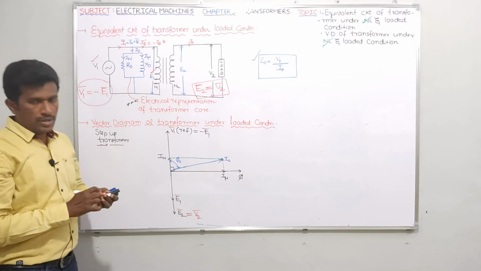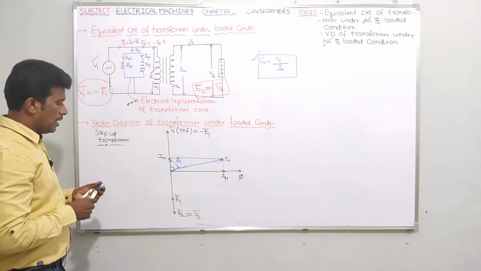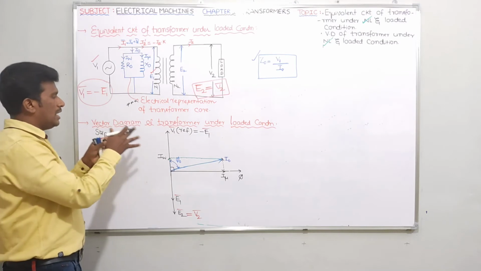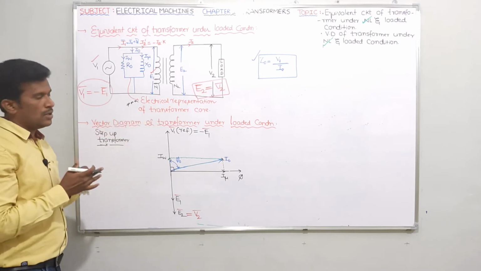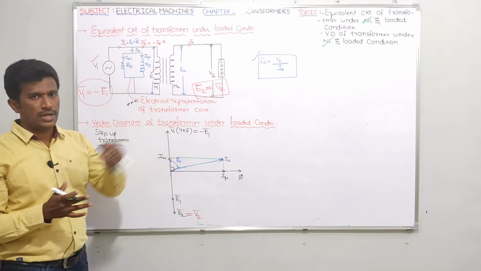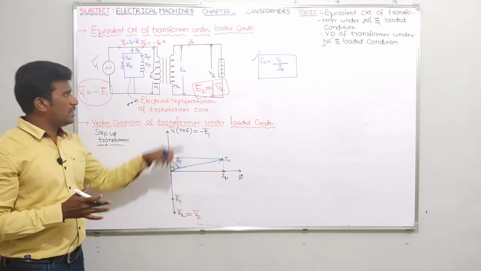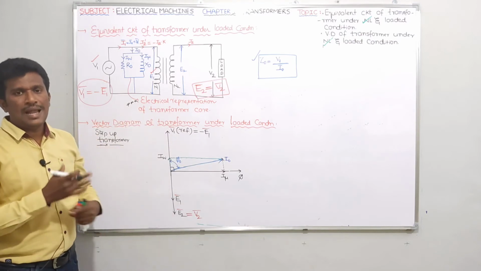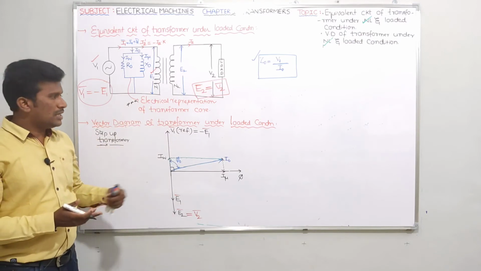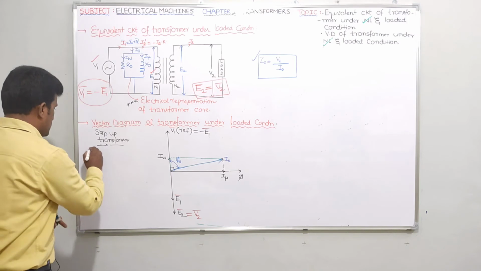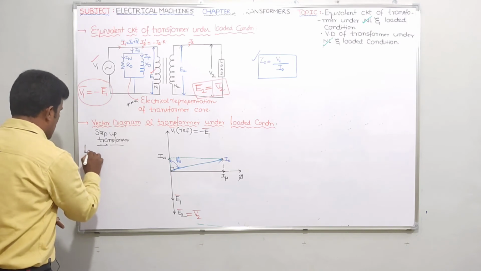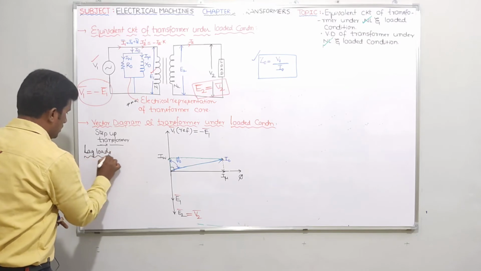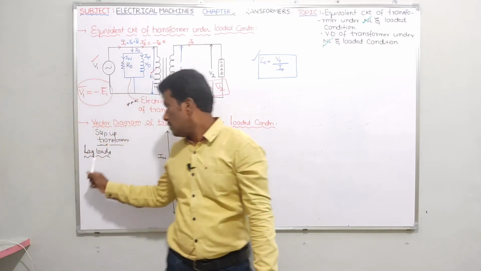Now, guys, we are drawing the vector diagram of the transformer under load condition. Load condition means definitely a load is there. We have different types of loads, like lag loads and lead loads. So let me take lag load first of all. I am drawing the vector diagram for lag loads. I simply represented here lag loads, guys. Please try to see.